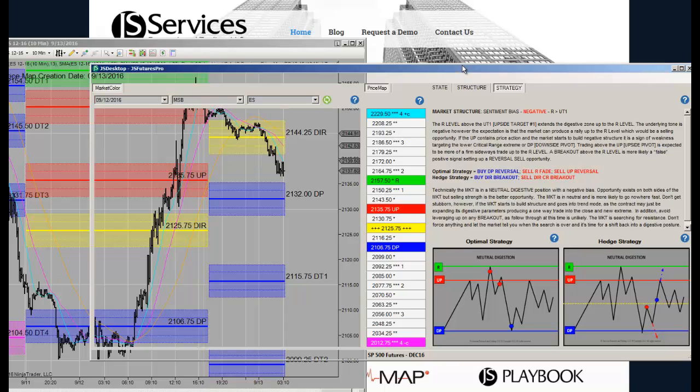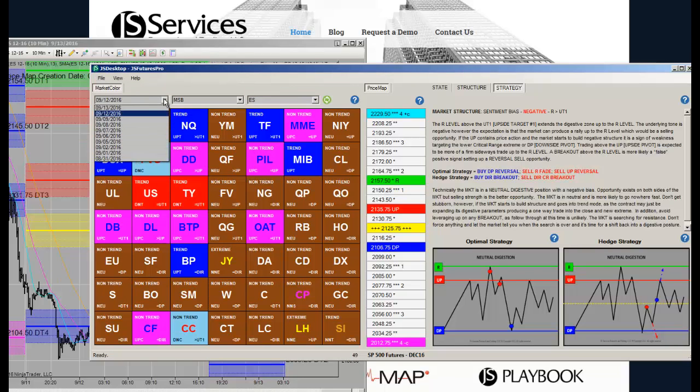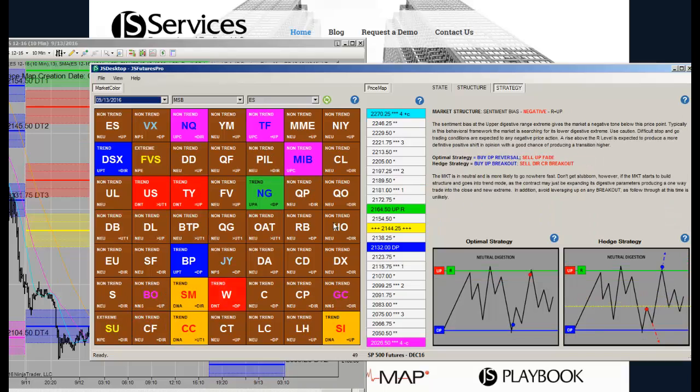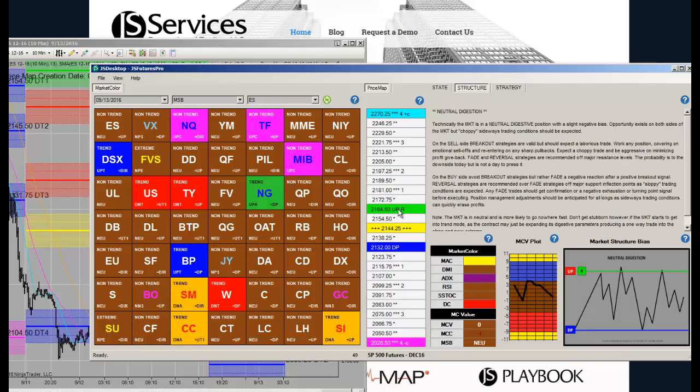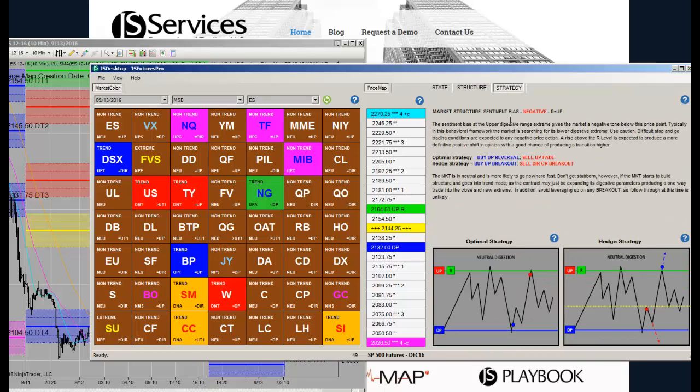Take a look at the market state for the 13th. The market is still in a neutral digestive state. Structurally, however, the R level has shifted down to the upside pivot. And so we've got negative sentiment below here, and we've got our directional at 21.44 1/4.